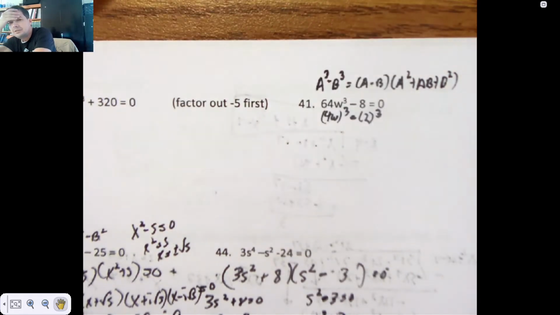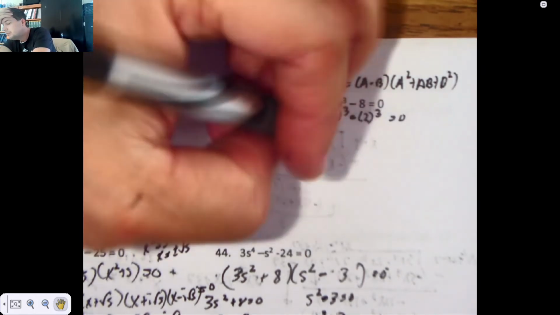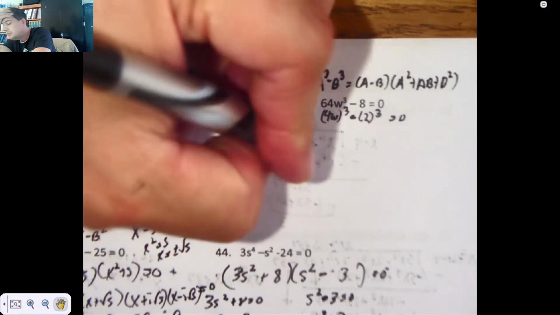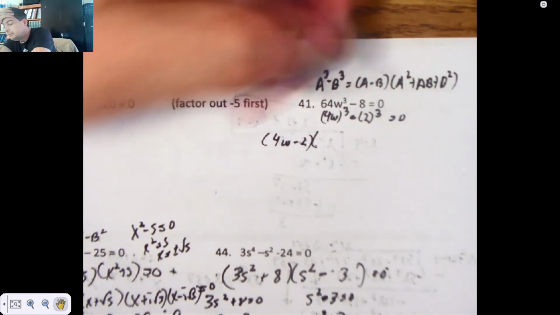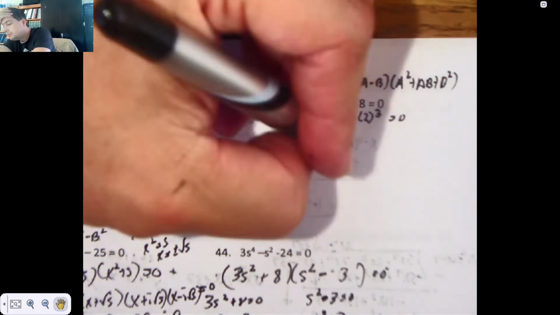All right, so take away 2 cubed. That's what I'm thinking about. So a is 4w, b is 2. This thing obviously factors as 4w minus 2. Here this says square it. 4w times 4w is 16w squared. There's a plus, so plus.